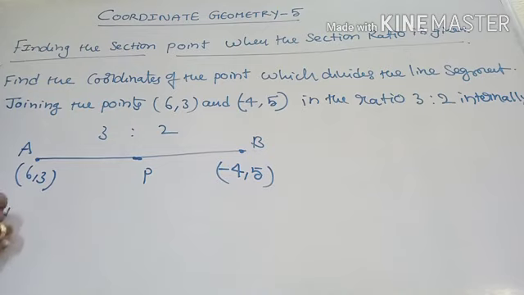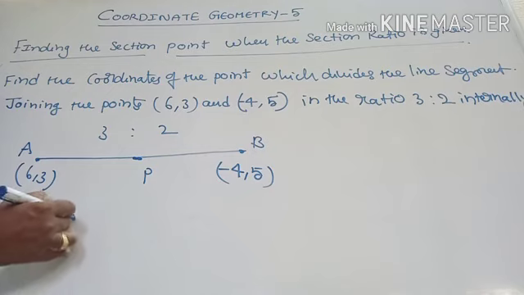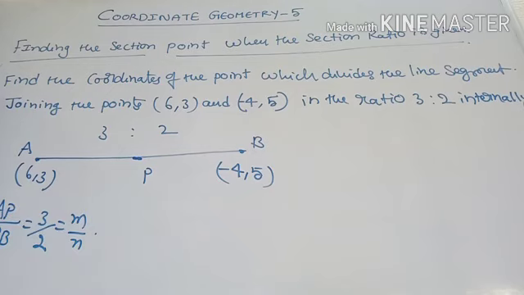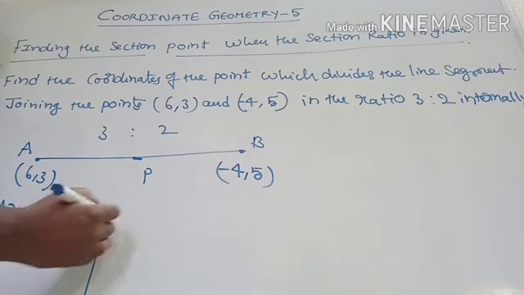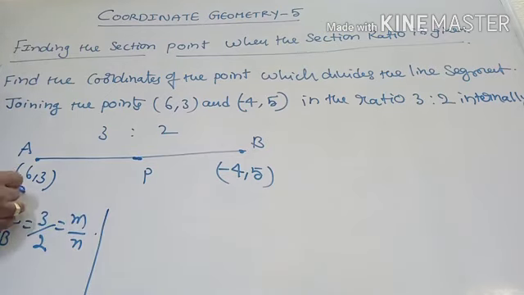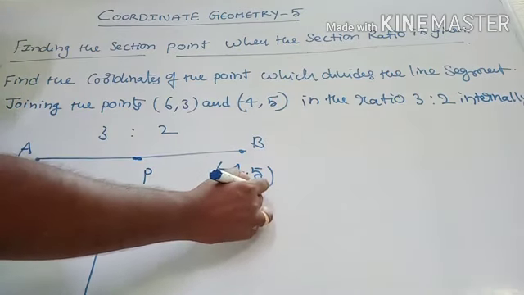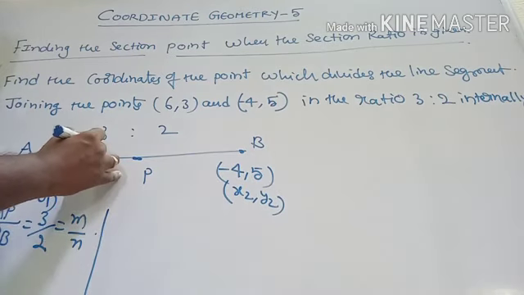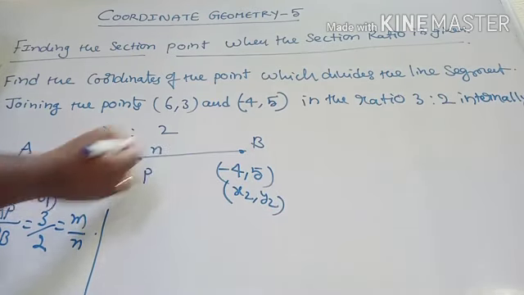That means AP by PB is equal to 3/2, and this is the ratio M by N. Therefore, my dear students, AP by PB is equal to M by N. We know that, let us take this point as x1 comma y1, and this as x2 comma y2, and the ratio M is to N.